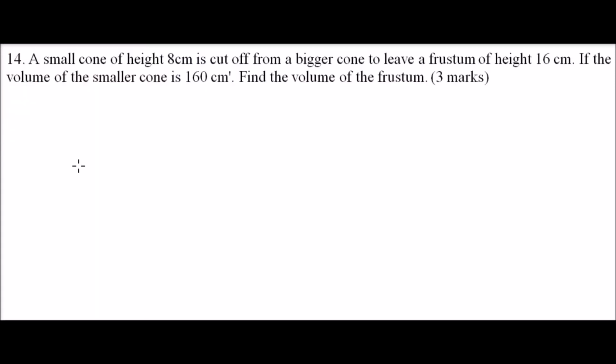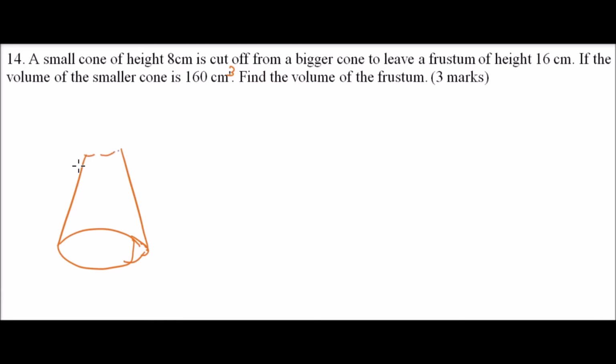So here we are told a small cone of height 8 cm is cut off from a bigger cone to leave a frustum of height 16 cm. If the volume of the small cone is 160 centimeter cubed, find the volume of the frustum. So we can make a sketch here to demonstrate. So this is the frustum.